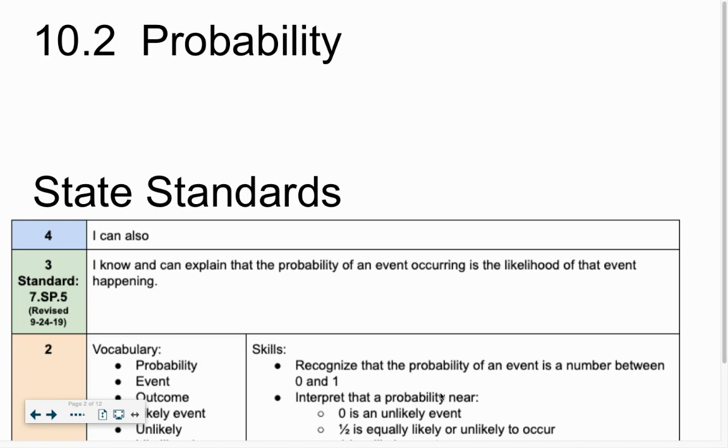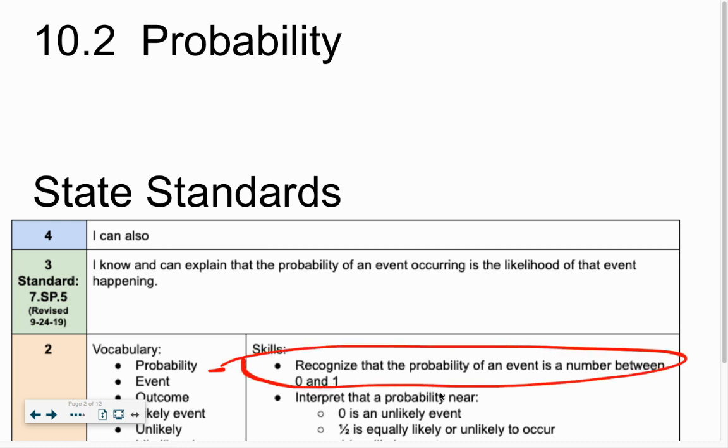Lesson 10.2, probability. On the skills standards, you can see vocab, we're talking probability, as well as over here, the skills, recognizing probabilities between 0 and 1. I'm also going to talk about this interpreting and also work on this last one too. So today's really big on our standard.